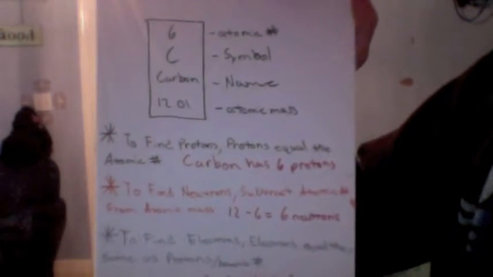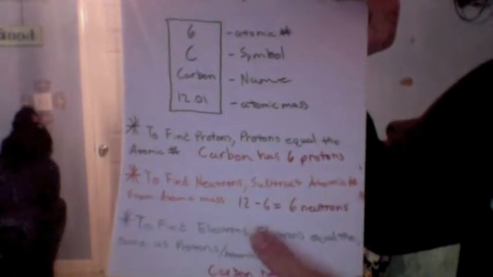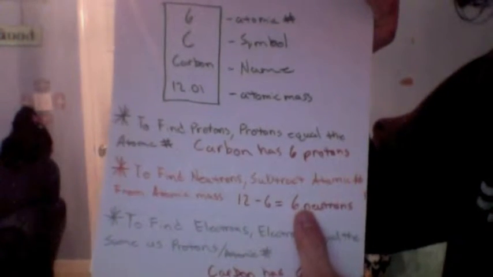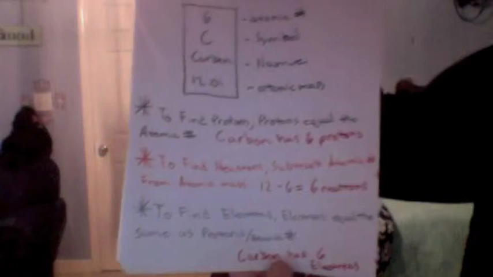Alright. Here's another example of a carbon atom. It's the exact same way. You find everything the same. The protons equal the same as the atomic number. For neutrons, you subtract the atomic number from the atomic mass, and you get the same number of neutrons. And for electrons, exactly the same. It equals the same as the atomic number or protons.